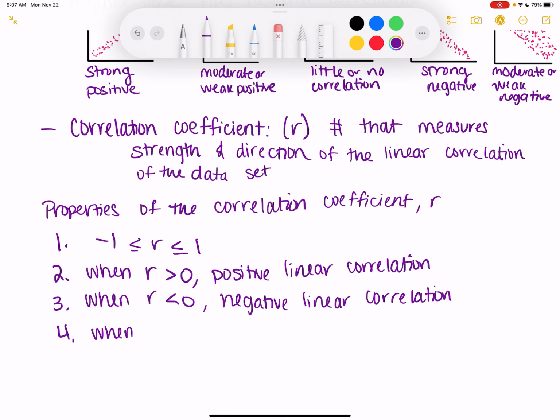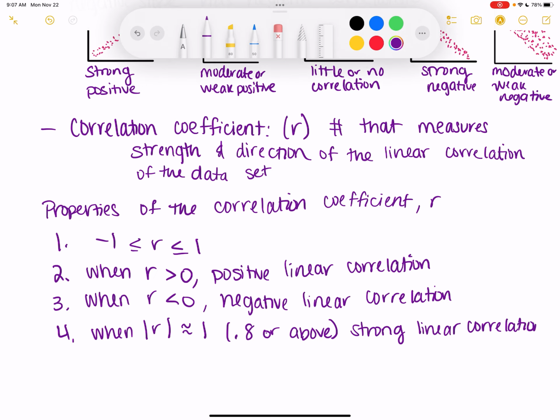When the absolute value of r is approximately 1, what we say is 0.8 or above, it has a strong linear correlation. It's very unusual for it to be exactly 1. If it were 1, I'd be so happy, but it's never 1. When the absolute value of r is approximately 0, so we say less than 0.2, it is weak or no linear correlation.